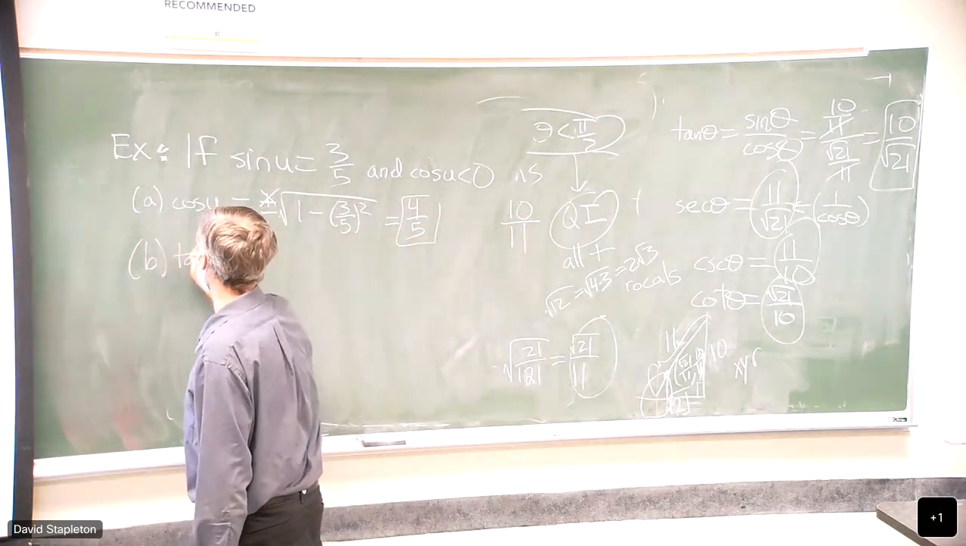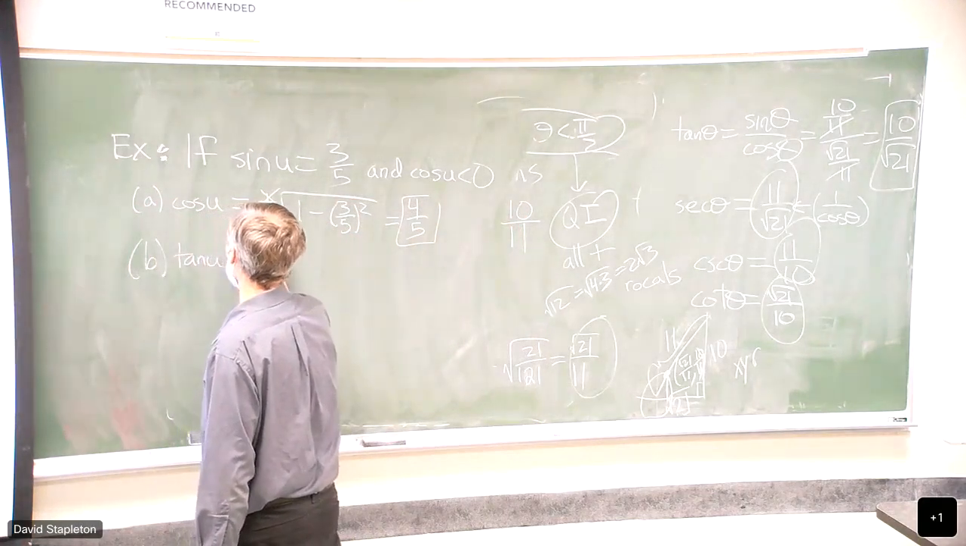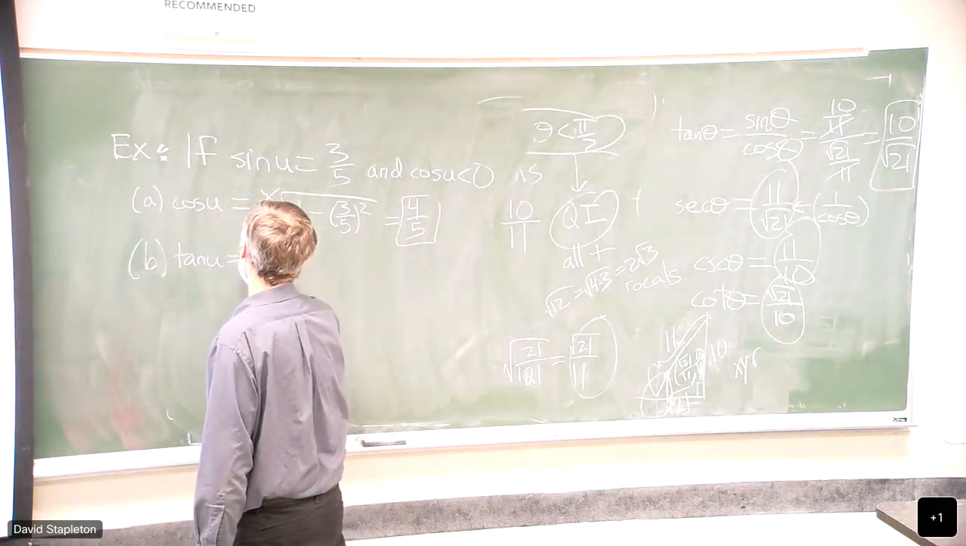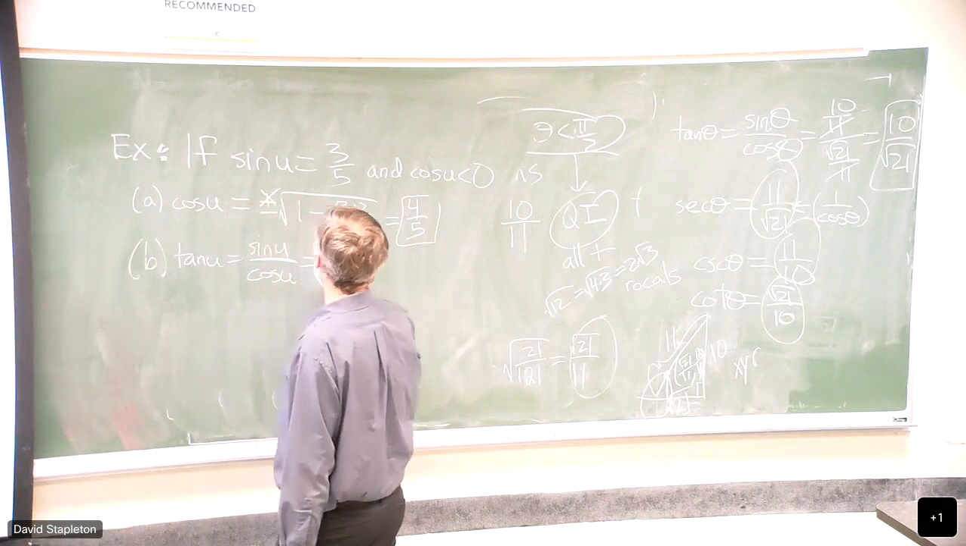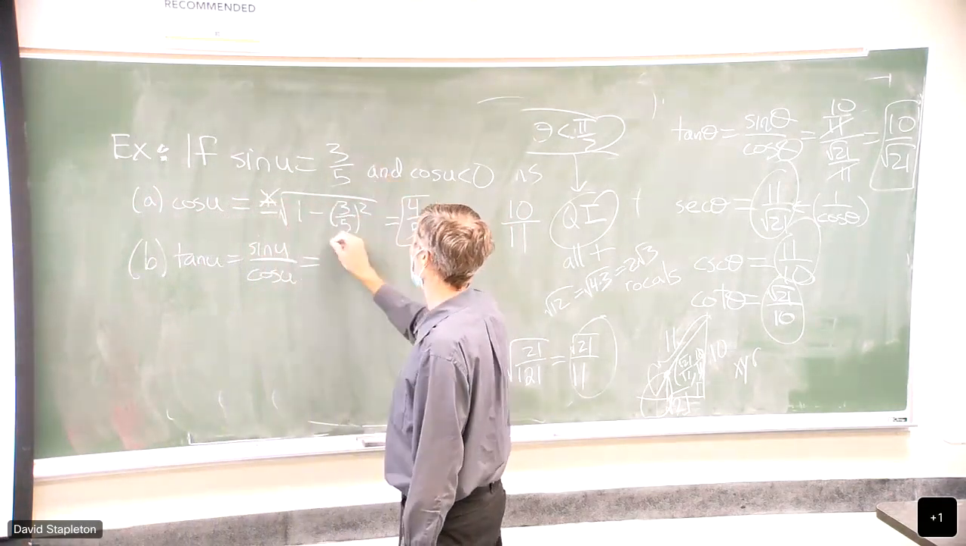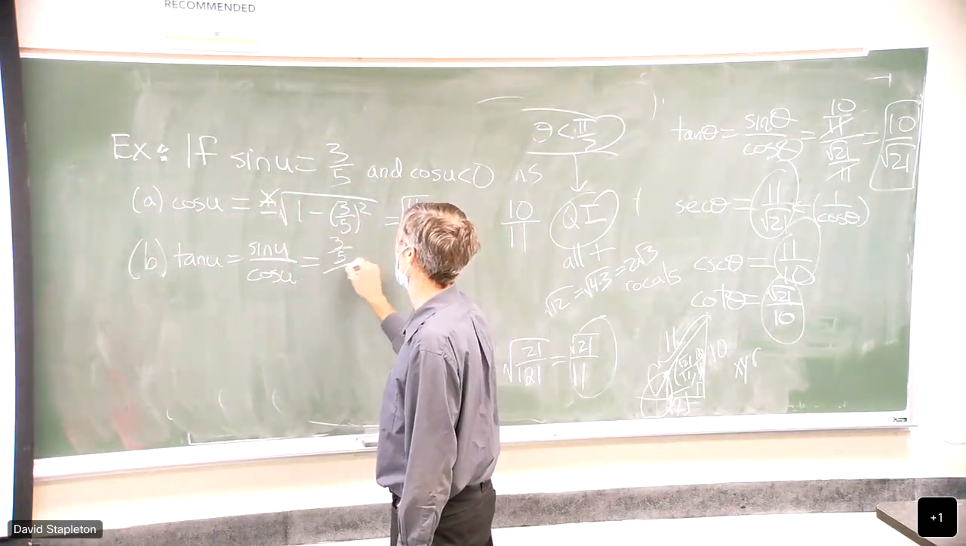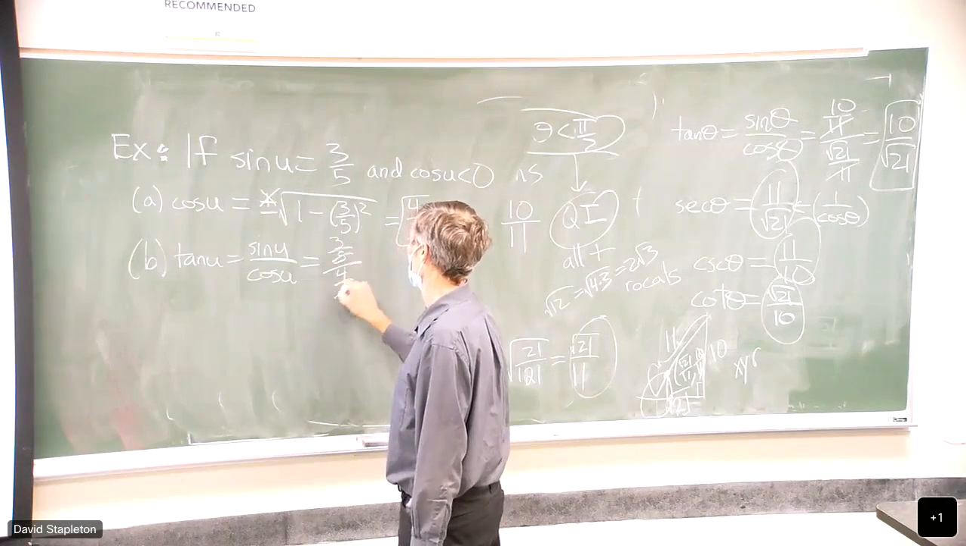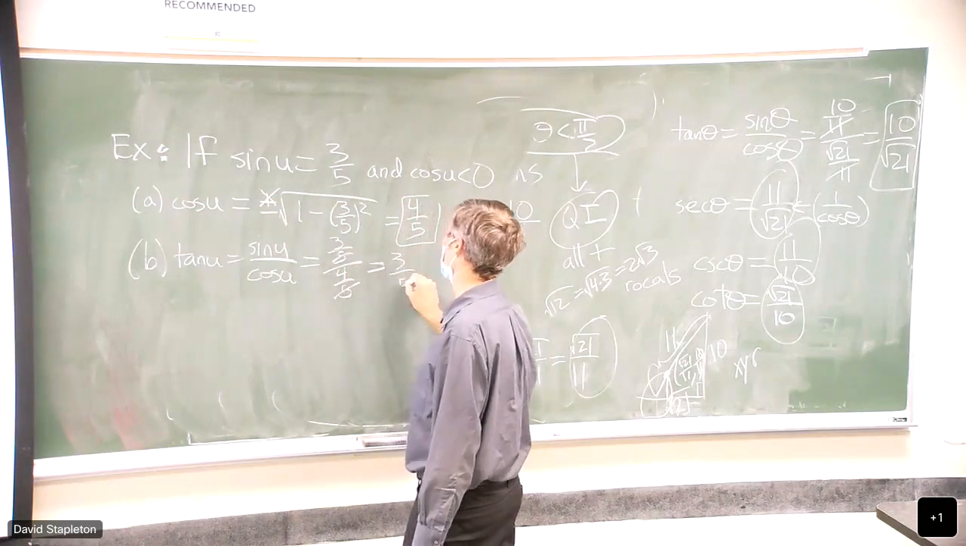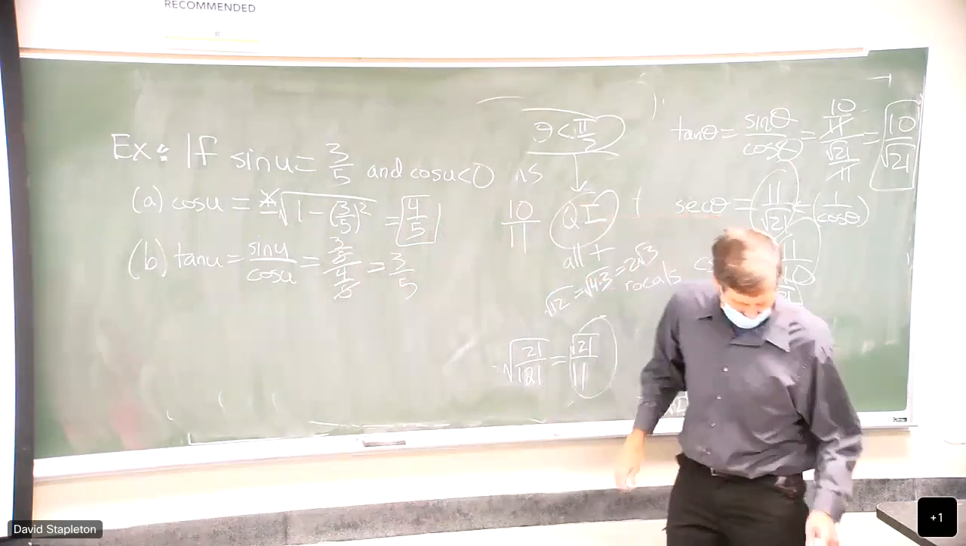Then you're supposed to find tangent u. Well, that's sine over cosine, right? It's 3/5 over 4/5, and you can cancel the 5s and get 3/4. And again, it's the same 3 numbers, 3, 4, and 5 coming out in these triangles.